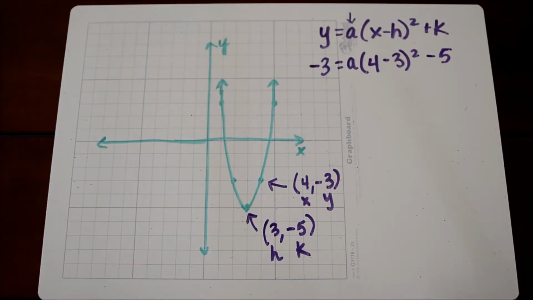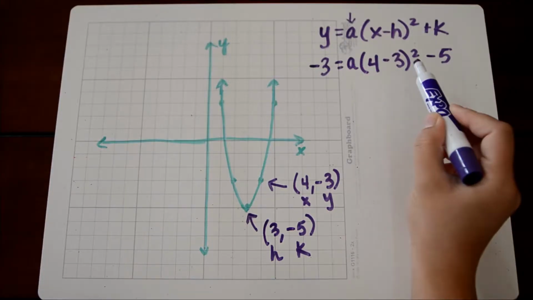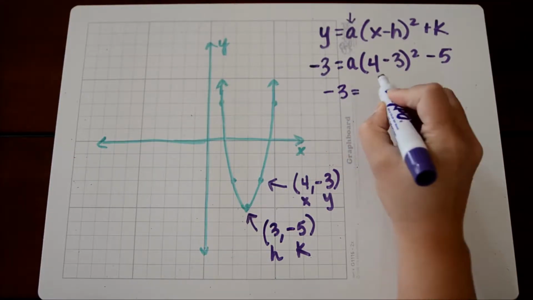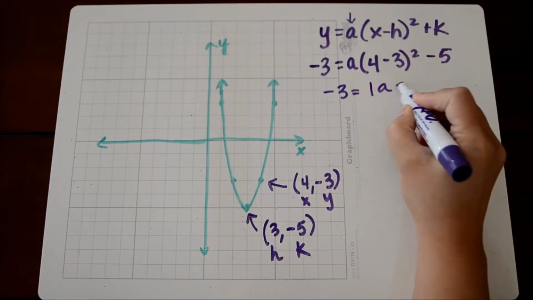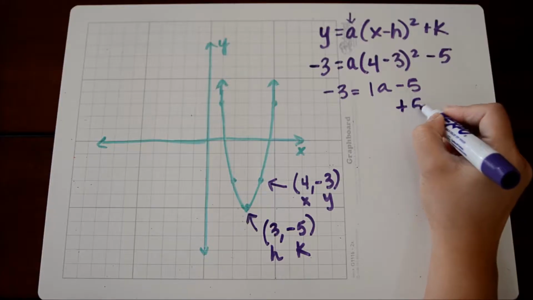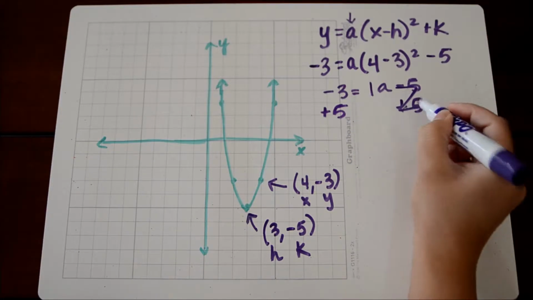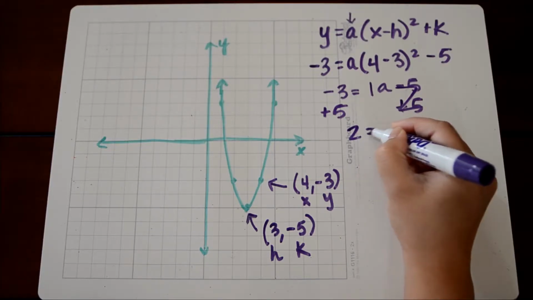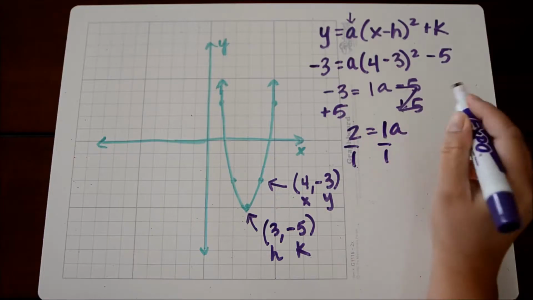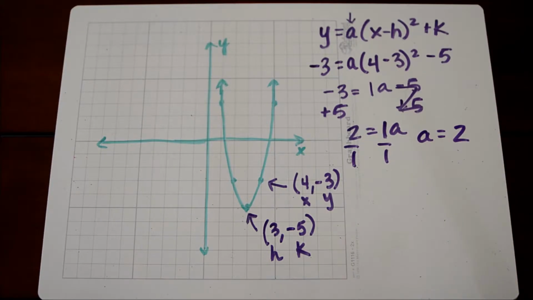We're going to use order of operations to simplify, so 4 minus 3 is 1. 1 squared is still 1. So let's write -3 equals 1a minus 5. And then we have a two-step equation. We're going to use inverse operations to solve, so we'll add 5 to zero out the constant, and then we get 2 equals 1a, and then we'll divide to get a by itself. And we're left with a equals 2.